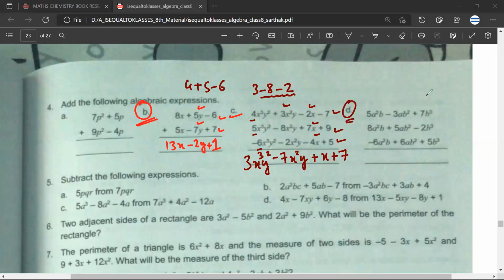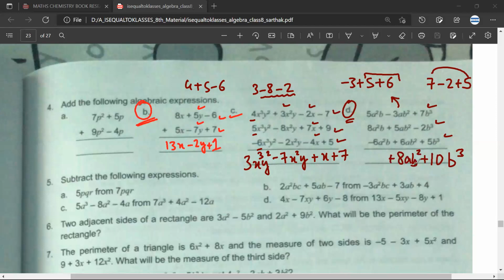D part. We'll add 7b cube and 5b cube, and then subtract 2b cube. So that will be plus 10b cube. Then it will be 8ab square plus 7ab plus 7a square b. Okay. Yeah. What next? So 7a square b. So, this will be 5 plus 8 minus 6. 13 minus 6. 7a square b. Is it correct? Yes.